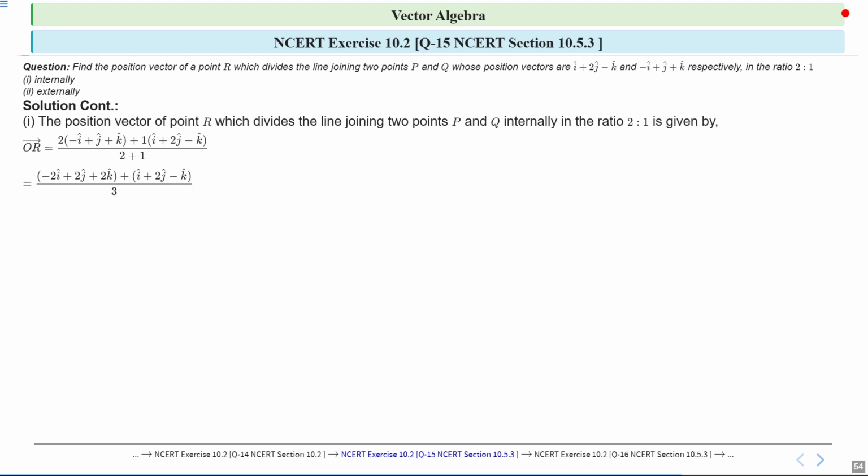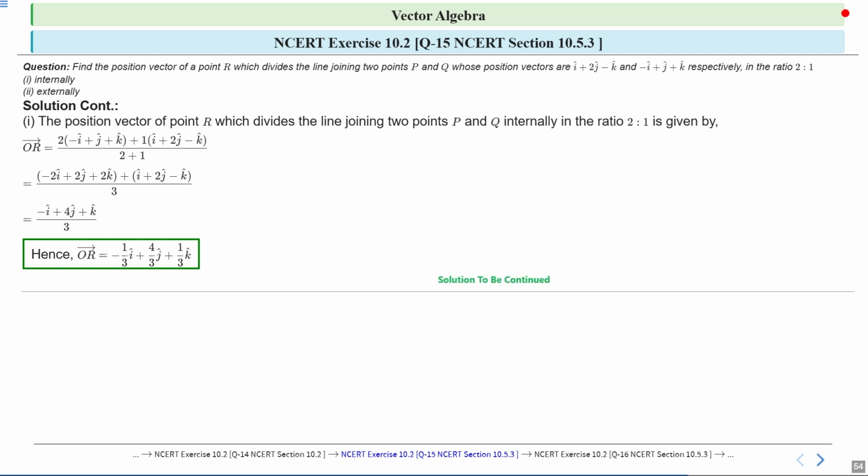Which is equal to (minus 2 i cap plus 2 j cap plus 2 k cap plus i cap plus 2 j cap minus k cap) upon 3, which is equal to (minus i cap plus 4 j cap plus k cap) upon 3. Hence OR vector will be equal to minus 1 by 3 i cap plus 4 by 3 j cap plus 1 by 3 k cap, right? This is the right answer.